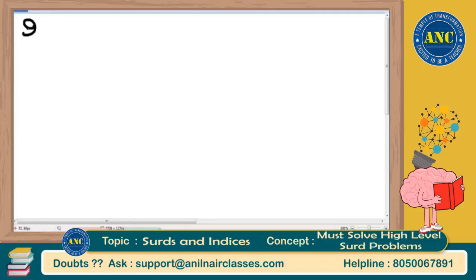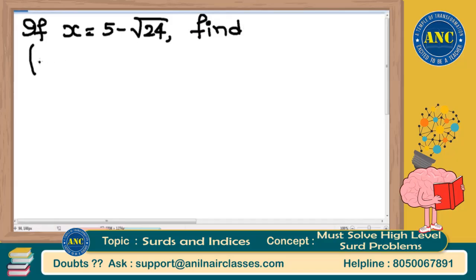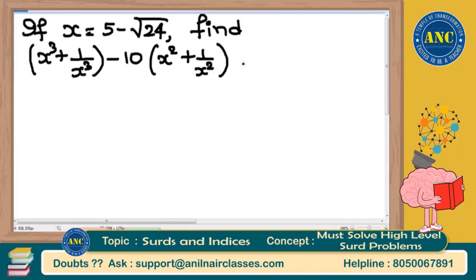If x is equal to 5 minus root 24, this is a combination with respect to surds and also with respect to algebra. If x is equal to 5 minus root 24, find the value of x cube plus 1 by x cube minus 10 times (x square plus 1 by x square) plus 4 times (x plus 1 by x) minus 30. I need to find this value.